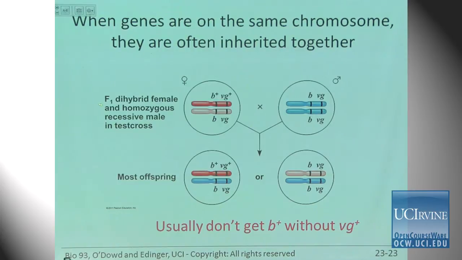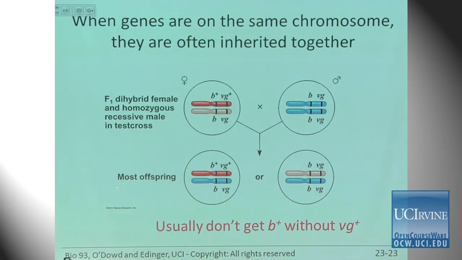Here you have an F1 dihybrid female. So she got this red chromosome from one of her parents. And that has 2 wild-type alleles of the black and vestigial genes. And she got this pinkish one from her dad. And that has a mutant copy of black and a mutant copy of vestigial. And this F1 dihybrid is being test crossed with a doubly mutant male. So a double recessive homozygous mutant there.